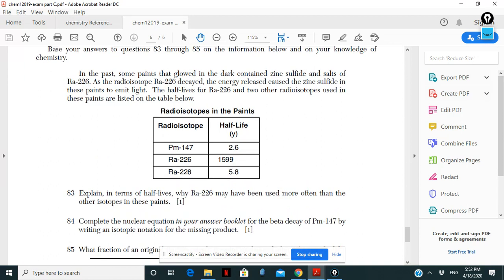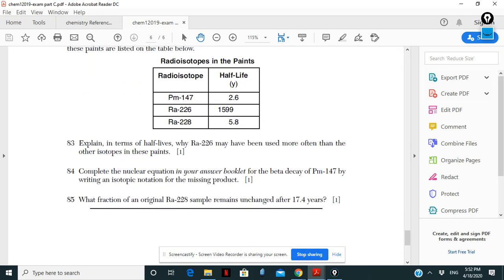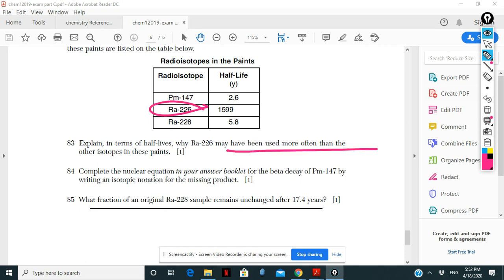The last part. Now, in the past, some paints glowed in the dark. So now we have an introduction giving me a radioisotope. Explain in terms of half-life why Ra-226 may have been used more often than the other isotopes. Here, isotopes means I have to look at the decay and the half-life. When I look at the half-life, that's 2.6, that's 1522. So that's the greatest half-life, meaning it takes 1599 years to halve the amount of it.